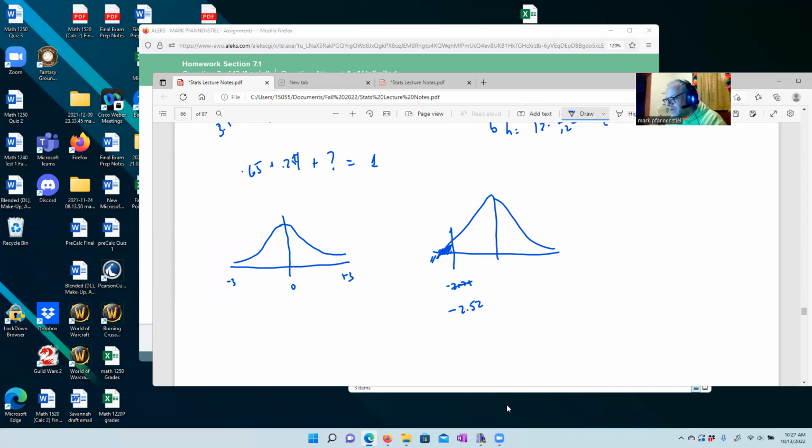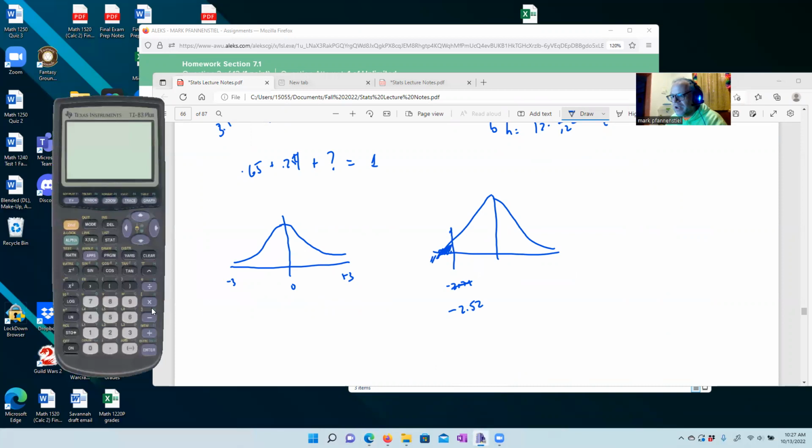So what we're going to do is go to our calculator and say, okay, we need distributions. So second function, distributions. We can turn it on first, I guess that would help. And what we're going to do is normal CDF. That's just the second one down there.